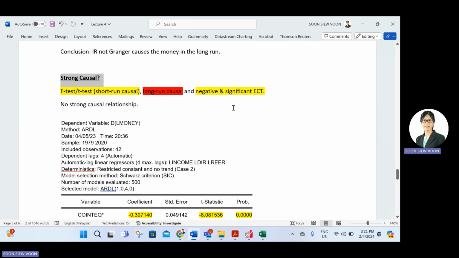If you want to answer whether there is a strong causality or not, you have to fulfill all these three. Strong causality: not only test for the short run, not only test for the long run, but also need to look at the ECT. If these three show that there is a short run causality and a long run causality, and also the ECT is negative and significant, then combining all three, we can conclude that there is a strong causality from the interest rate to the money. With these three conditions together.